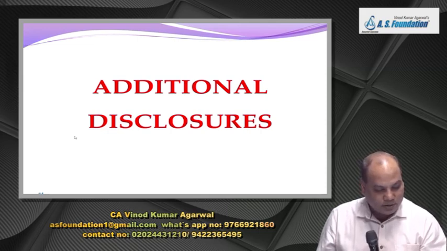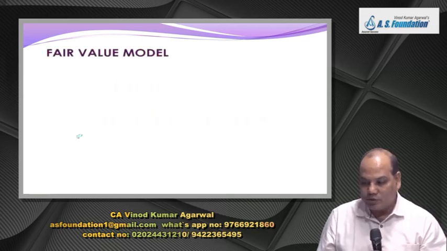Last line, I think, is a repetition. You can delete it: contractual obligation to purchase, construct or develop investment property or for repairs, maintenance or enhancement. Two lines are repeated. Now come to additional disclosures.